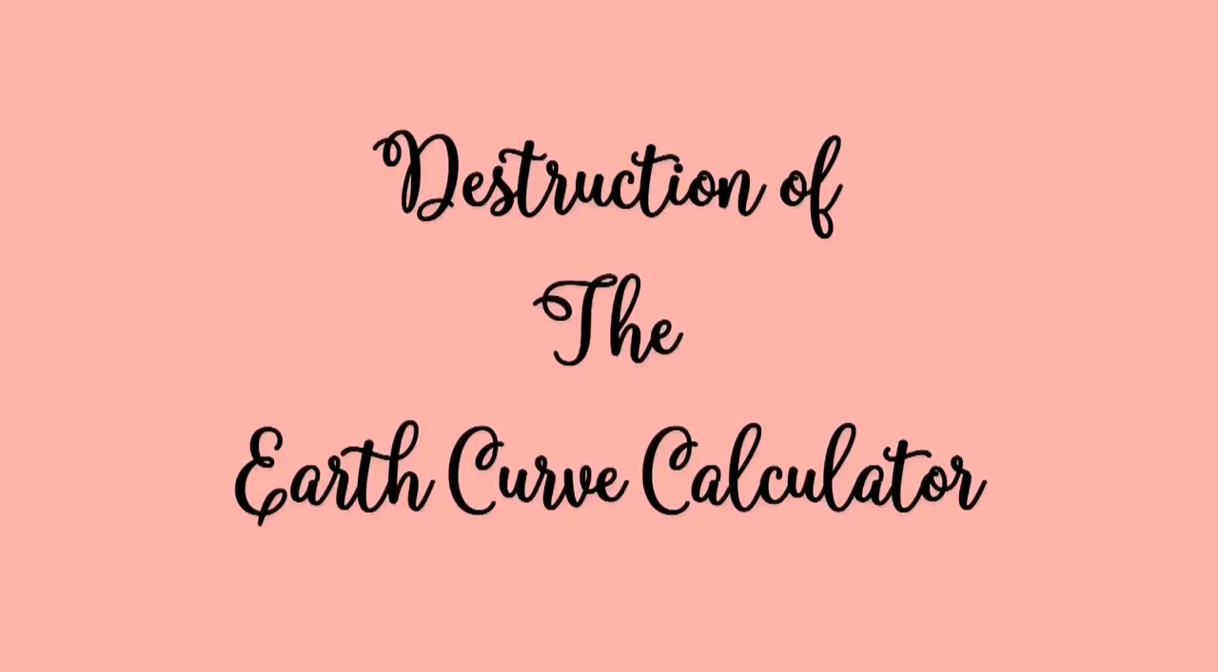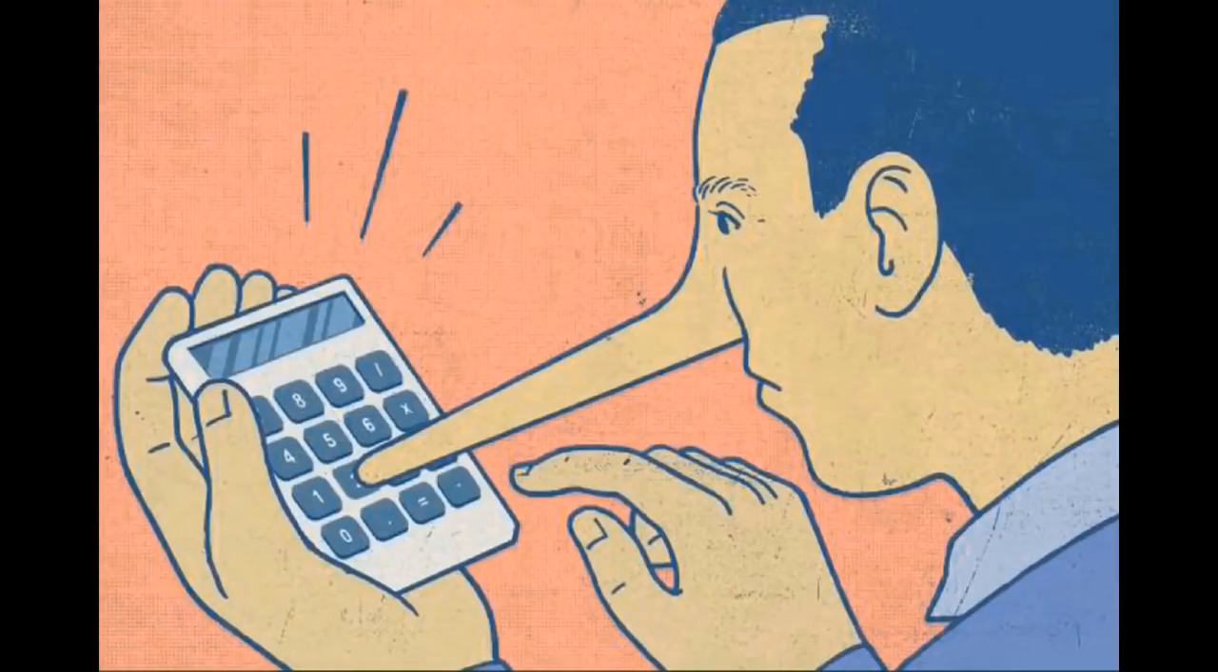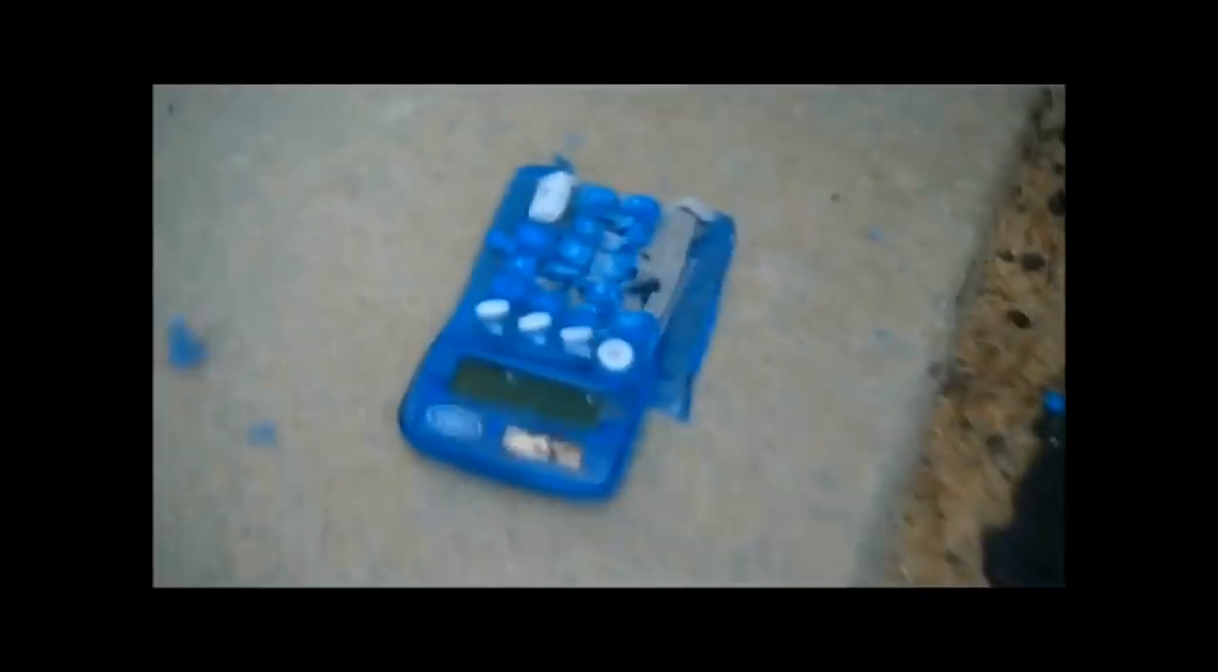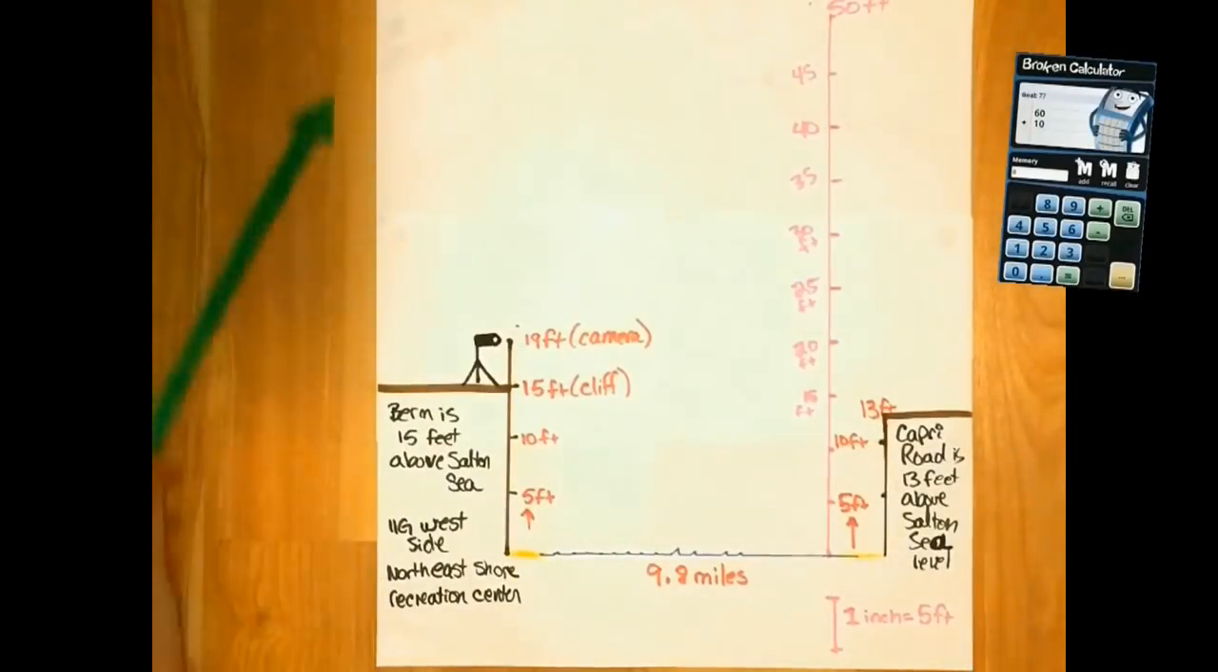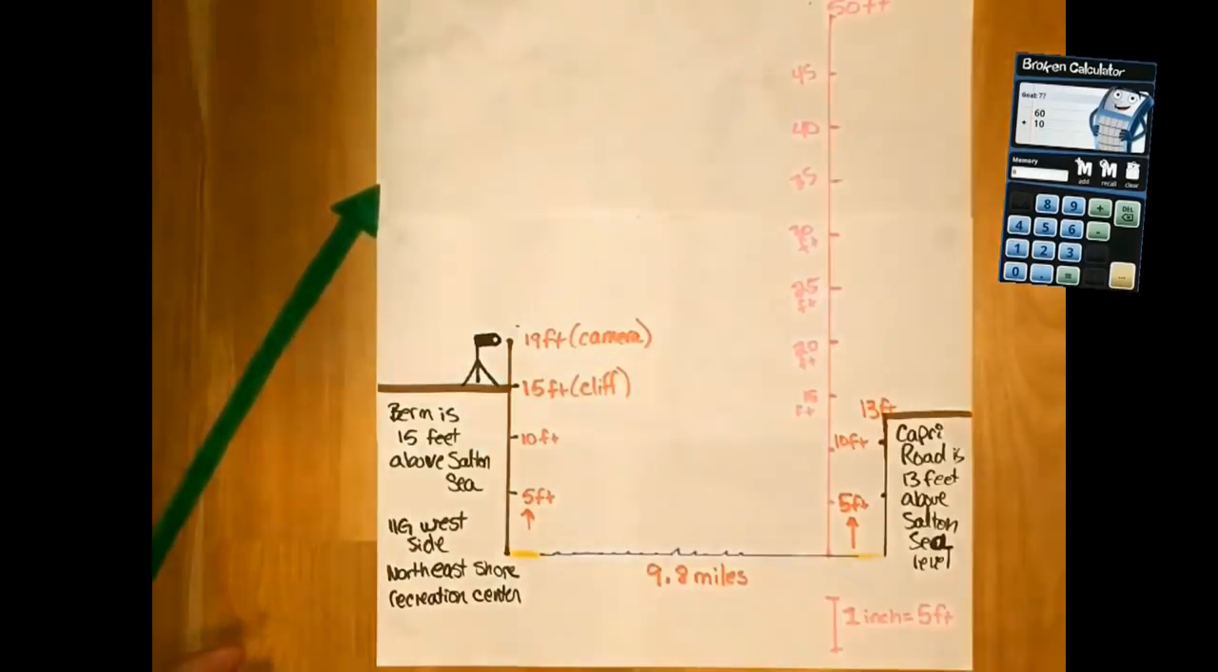It was while I was making this documentary that I suddenly realized the Earth curve calculator is bunk and a bunch of crap, and globe Earth math doesn't even make sense. So sorry, but I have to destroy the Earth curve calculator right now. Here's why the Earth curve calculator is a pile of BS.